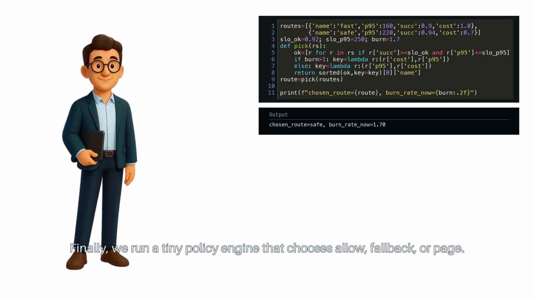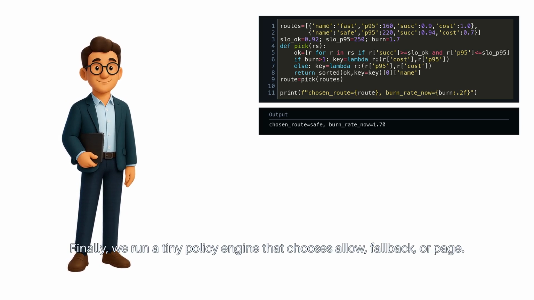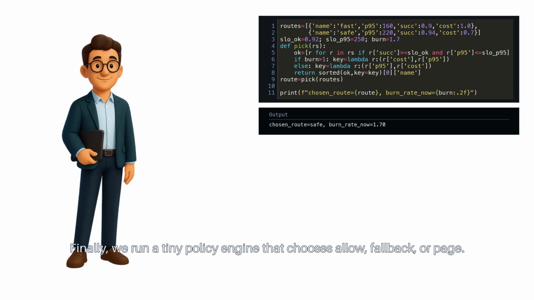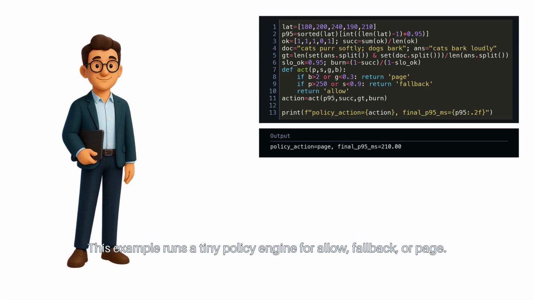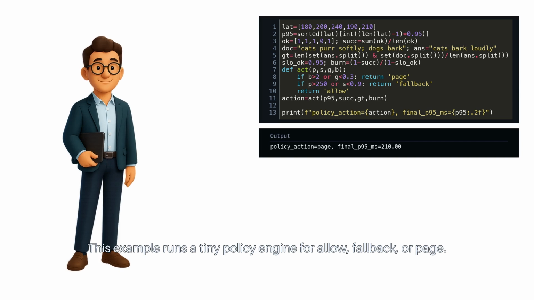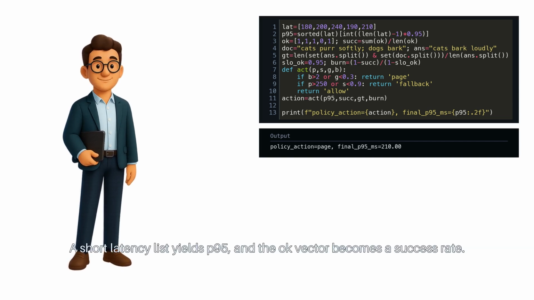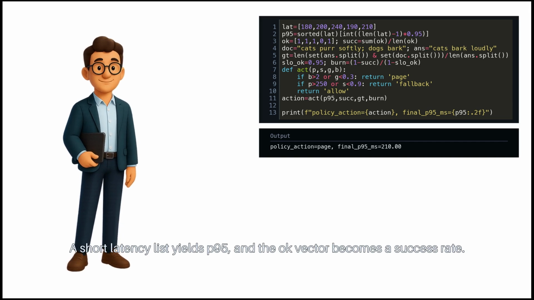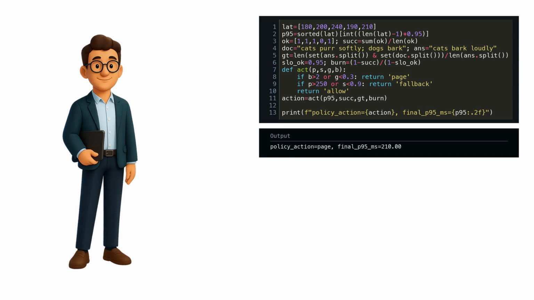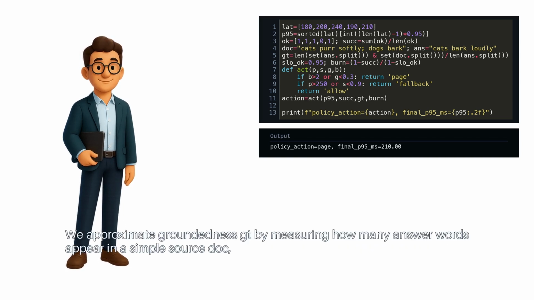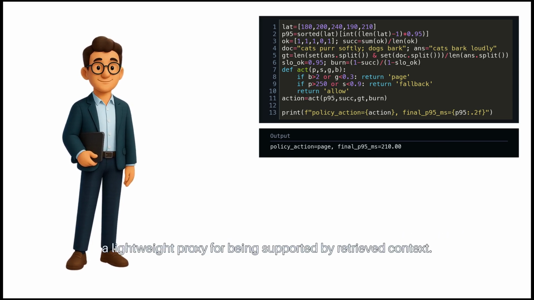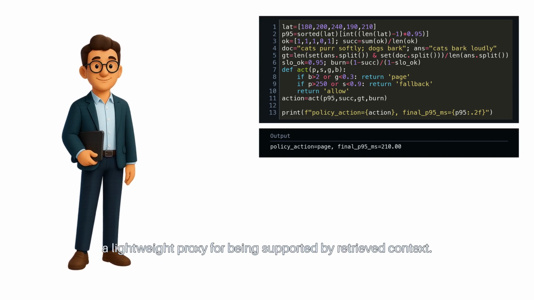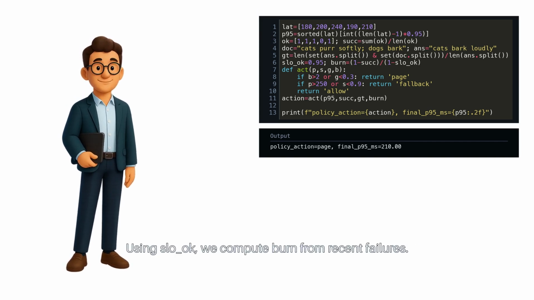consistent. Finally, we run a tiny policy engine that chooses allow, fallback, or page. This example runs a tiny policy engine for allow, fallback, or page. A short latency list yields P95, and the OK vector becomes a success rate. We approximate groundedness, GT, by measuring how many answer words appear in a simple source stock, a lightweight proxy for being supported by retrieved context. Using SLO_OK, we compute burn from recent failures.